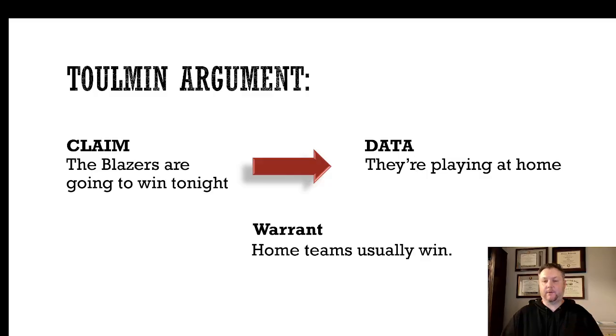That's my data. What's the warrant? What's the unstated assumption? It's that home teams play better in the NBA than teams on the road, that there's some sort of home court advantage. If that was not true, then my data or reasoning, which we're going to get to, would not make any sense, because it wouldn't be relevant to the conclusion. If playing at home had no impact on a team winning or losing, that really wouldn't be a very persuasive piece of evidence. So in an argument, you have all three components.